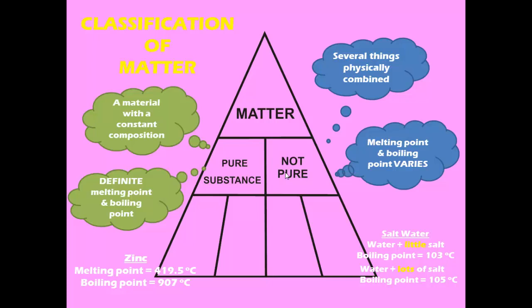So you see, the fact that we have a mixture means that we don't always have a consistent boiling point. It's not always going to be the same number. It really depends on how much of each component we put in the mixture.